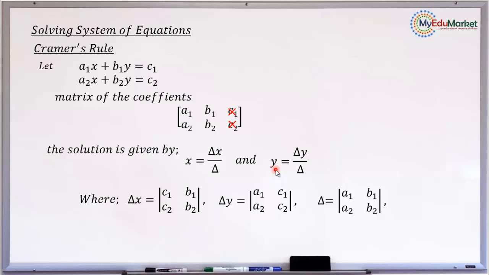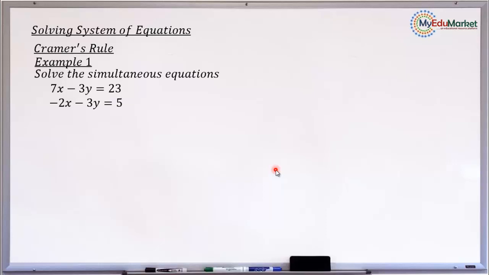So let's move. Example number 1 says solve the system of equations, that is, solve simultaneous equations. These are the simultaneous equations given: 7x minus 3y equals 23, and the second equation, minus 2x minus 3y equals 5. So let's solve them simultaneously using Cramer's rule. The solution: what we do first is to form a matrix using the coefficients of the unknowns and the constant term. So I'm going to form that matrix.